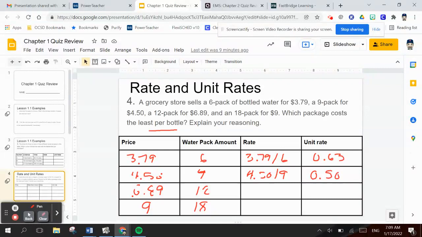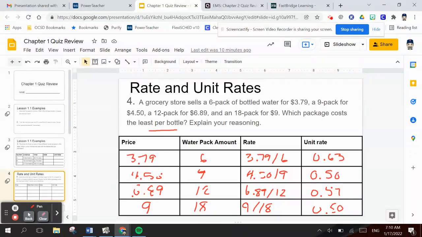I have $6.89 for 12 bottles. So I take 6.89 and I divide that by 12 and I get 57 cents. And if I take $9 for 18 bottles, I get 50 cents.